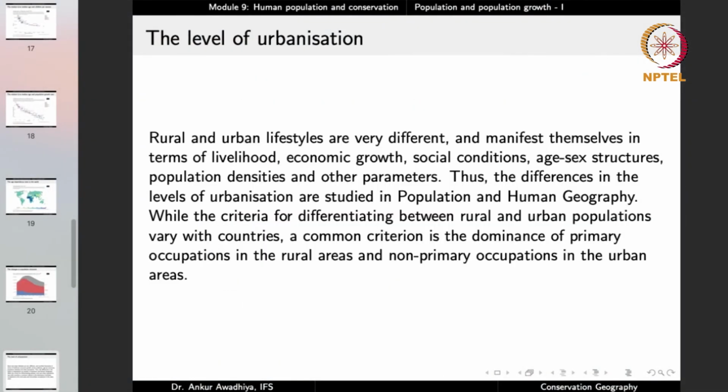Another population characteristic is the level of urbanization, or the number of people that are living in cities versus the number of people who are living in villages. Now this is important because rural and urban lifestyles are very different. They manifest themselves in terms of livelihood, economic growth, social conditions, age, sex structures, population densities and other parameters. So basically, depending on where people live, a large number of population parameters can also change.